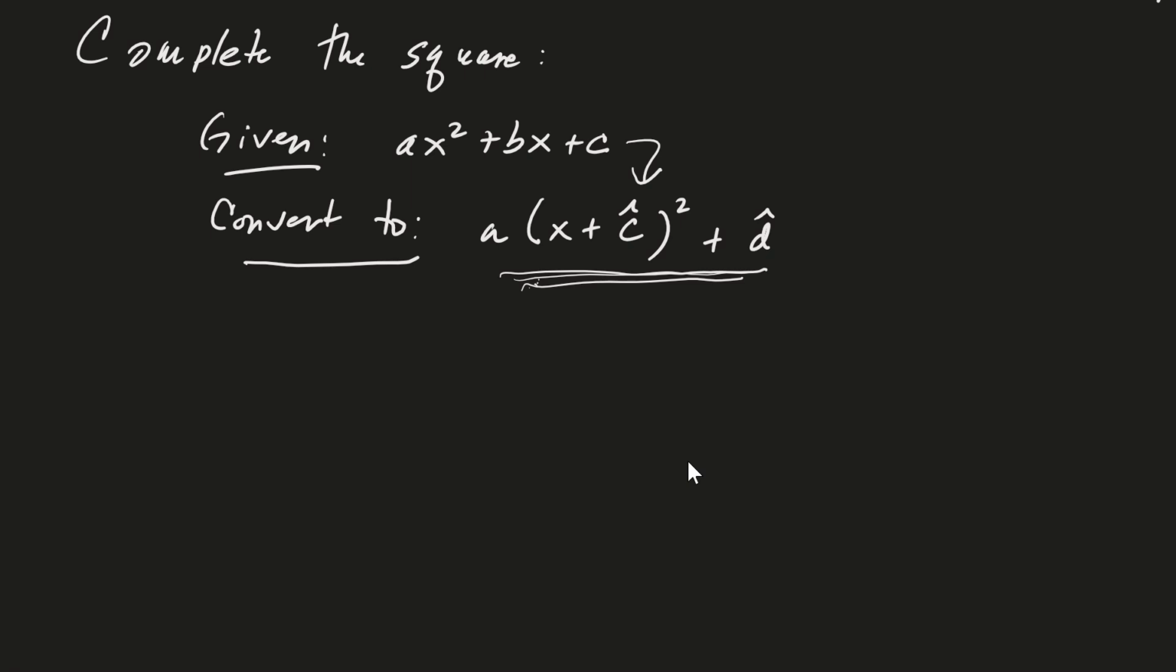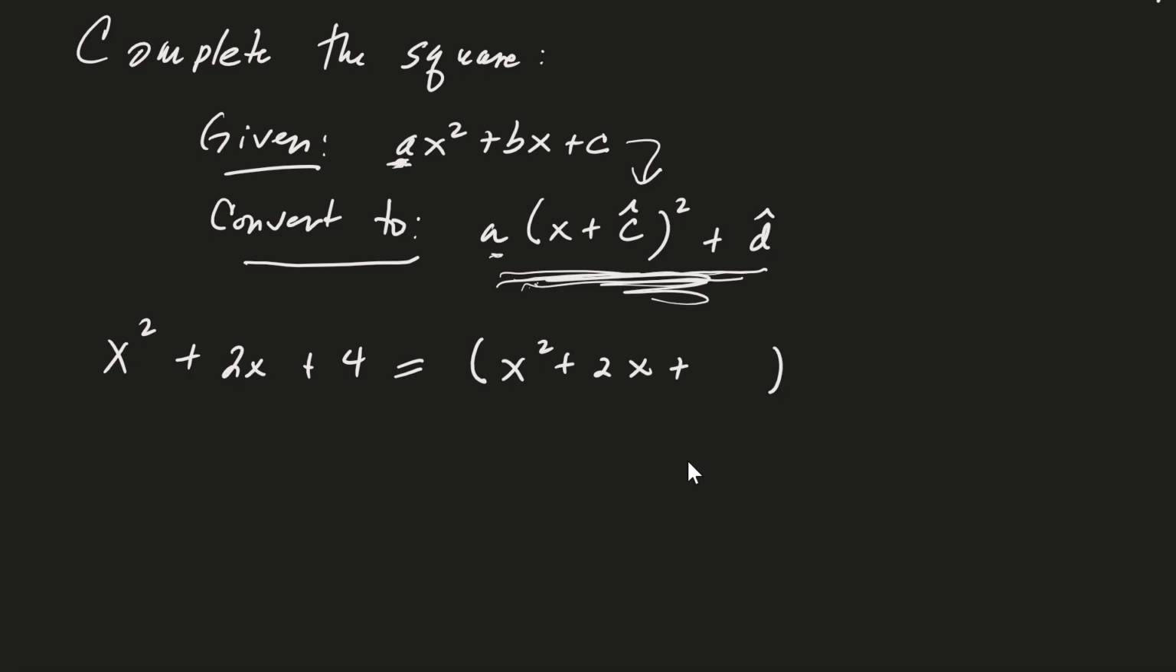So let's just do a quick example. If you have a leading coefficient in front of the x squared, go ahead and factor that out. Otherwise, we can leave it. So let's write x squared plus 2x plus 4. I want to complete the square to convert that into this form. So the way to do that is to rewrite it as x squared plus 2x, and then we're going to add and subtract something.